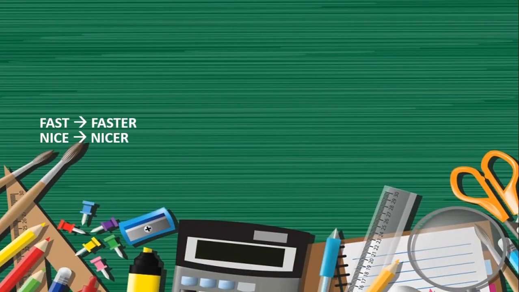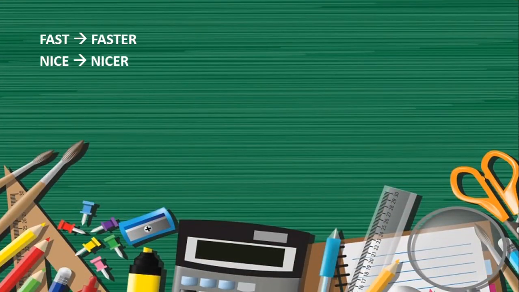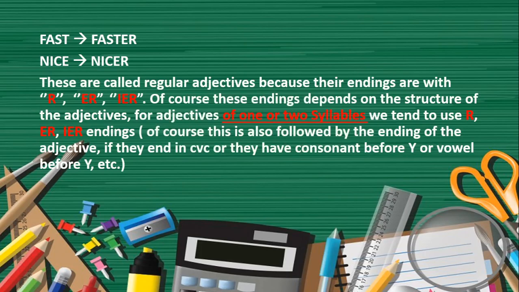So what happens? We have these two adjectives. We have fast and we have nice. But fast has E and R added at the end, and nice has R added at the end. What does that mean? Well, let's see. These are called regular adjectives. Regular adjectives. So that means that we also have irregular adjectives. So yes, we have irregular adjectives.